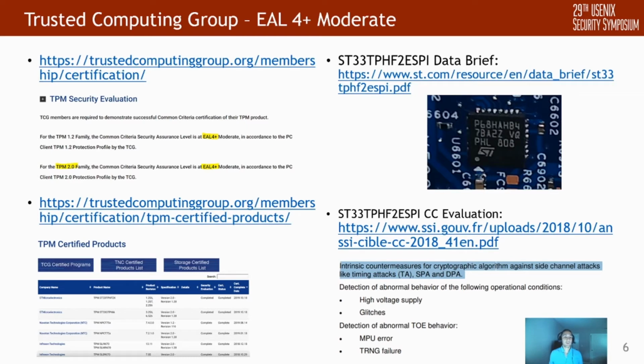The Trusted Computing Group also expects manufacturers to have some security guarantees for implementing the security chips. And according to their website, they expect vendors to demonstrate successful Common Criteria certification at level EAL4+ moderate. We can see a list of these devices that have proper certification on their website. For example, we looked at one of these devices that we studied in this paper, and in the datasheet and the CC certification that we could find on the internet, they clearly claim that this device is supposed to be resistant against side channel attacks like timing attacks.